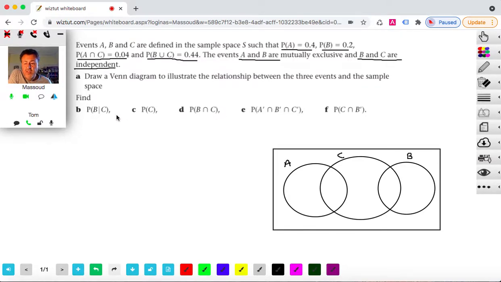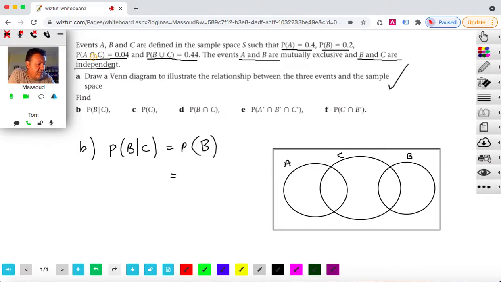Okay, let's get the first part done. The first part asks, what's the probability of B knowing that C has happened, or given? This straight line here is thought of as given. If prior to B, C has happened, what would be the probability of B? Well, the probability of B will not be any different, because B and C are independent. So the probability of B given C has occurred is no different to the probability of B, because B doesn't depend on C. So the answer for the first part is the probability of B, which is 0.2, given in the question.